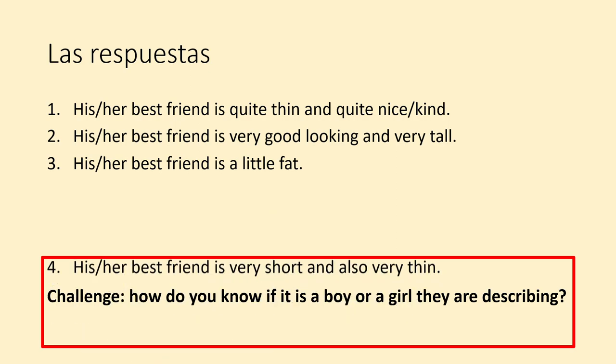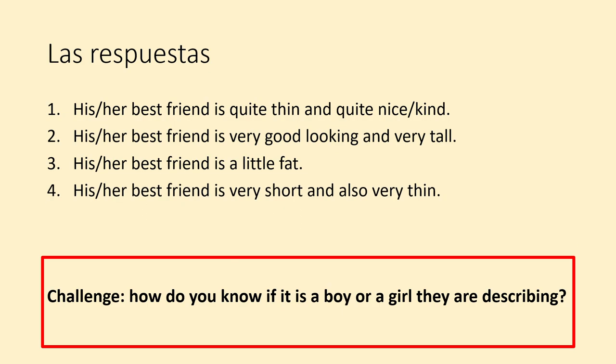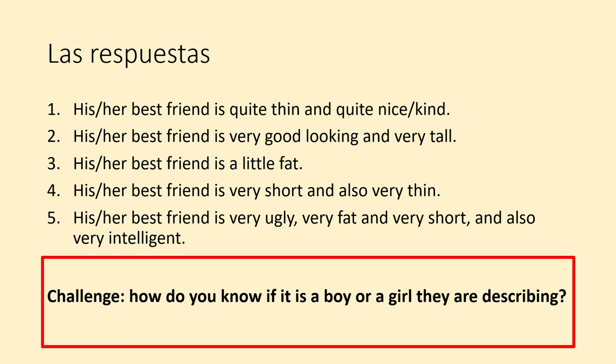Number four, his her best friend is very short and also very thin. And number five, a lovely description of their best friend. His her best friend is very ugly, very fat, and very short, and also very intelligent. Not sure I'd be happy being described as that.